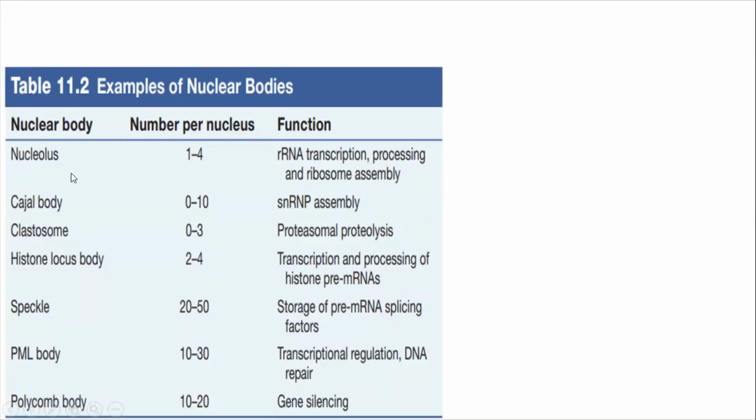So the nucleolus, around 1 to 4 per nucleus, has a function in RNA transcription and processing. Then there are Cajal bodies, clastosome, histone locus body, speckles, PML bodies, and polycomb body. So we'll talk about what PML and polycomb bodies are as we progress in this lecture. This has become very important right now because we started talking about gene silencing, interference, RNA, etc. So all of this has come into the light now. So it's better that we study this.